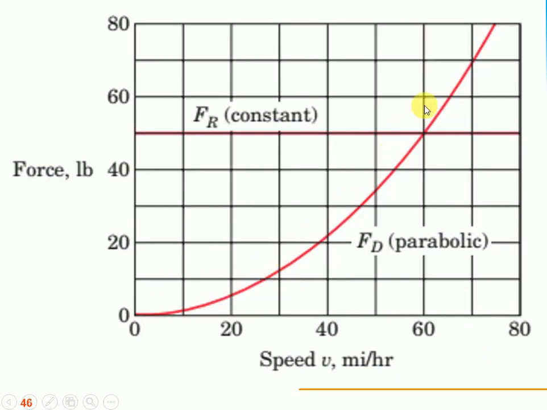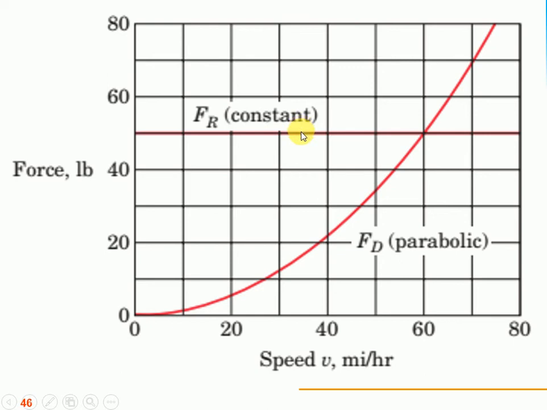This is basically a relationship given to you, with force on one axis and speed on the other. The drag force is this one, and this rolling force is constant. The drag force is parabolic, so the drag force is equal to kV square. By taking any one of the values, you can find the constant k, and you get the relationship for the drag force, and you also find this rolling force.